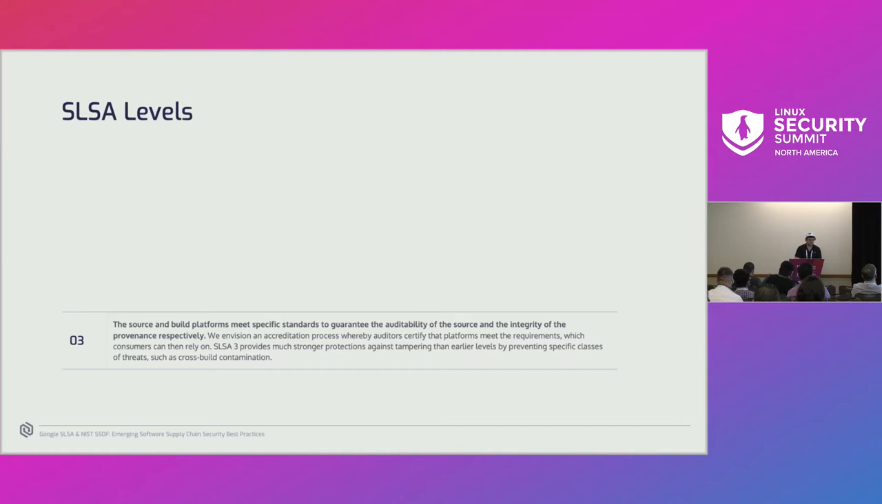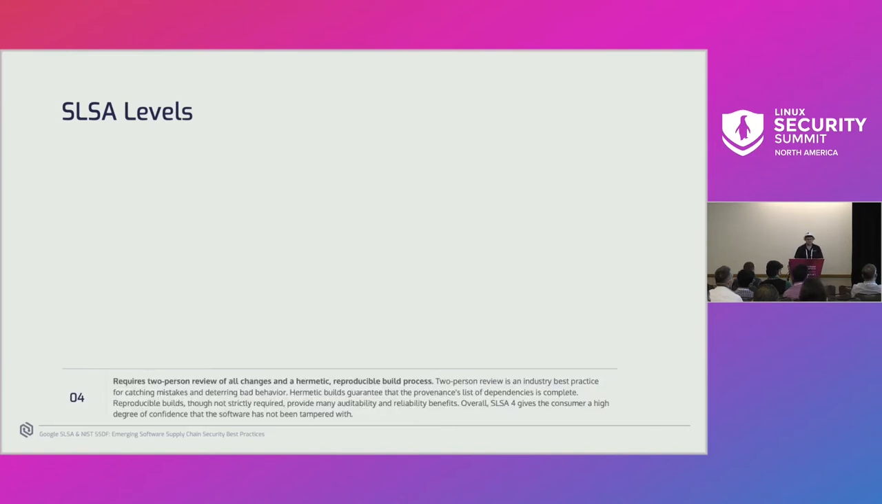Level 3 is where things start to get a bit challenging. It's where the source and the build platforms meet specific standards to guarantee the auditability of the source and integrity of the governance, respectively. What that basically means is that the actual build, the logs, and the source have to be retained, ideally indefinitely, but 18 months is the minimum that's often prescribed.